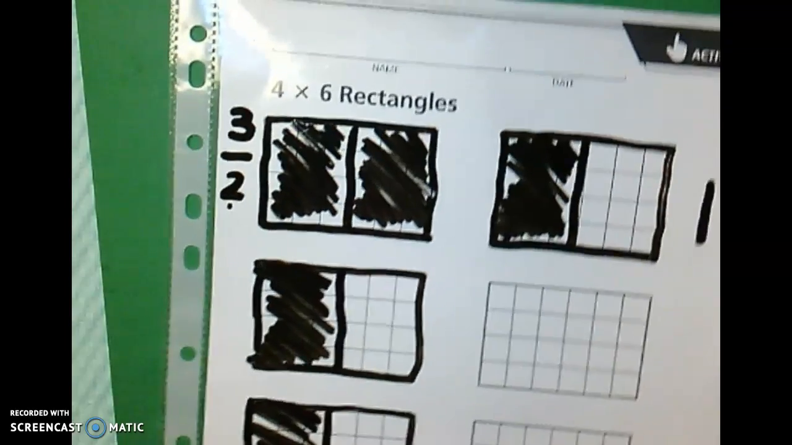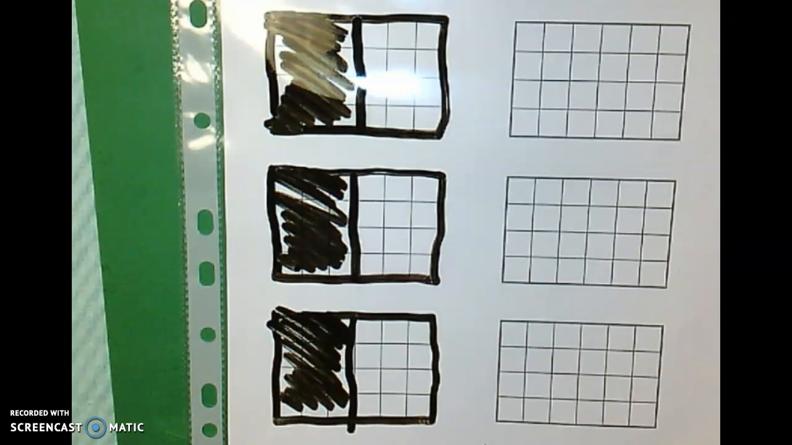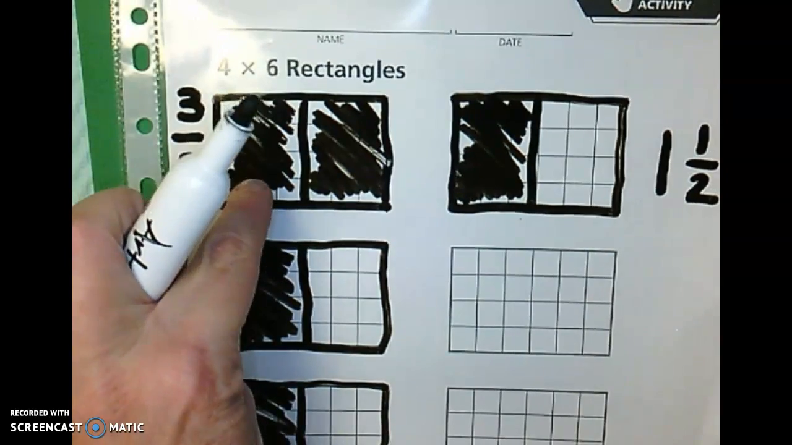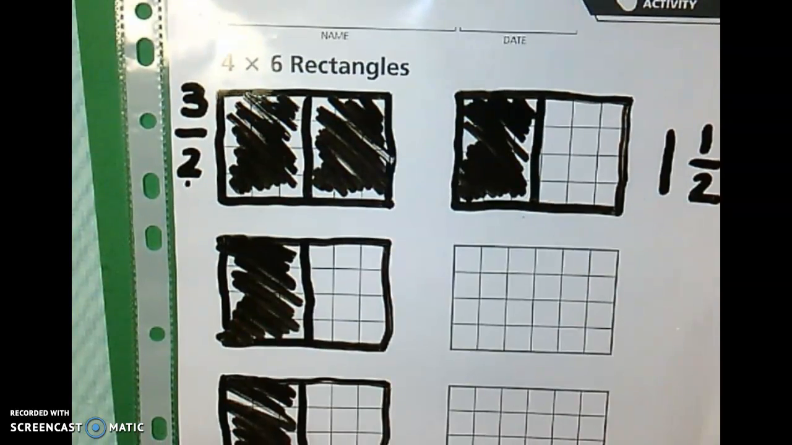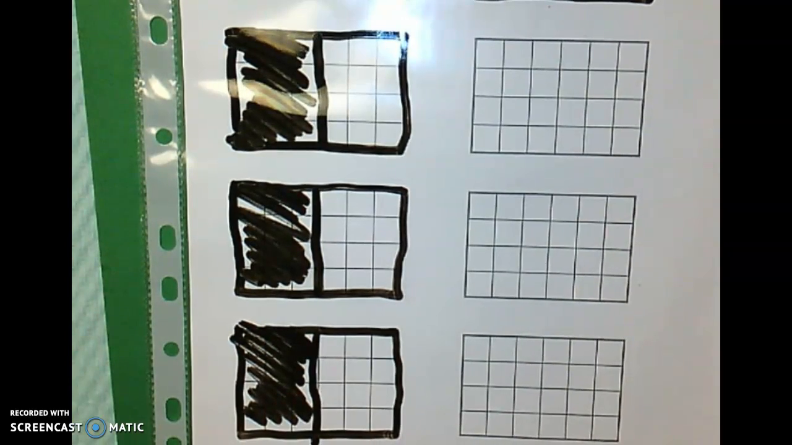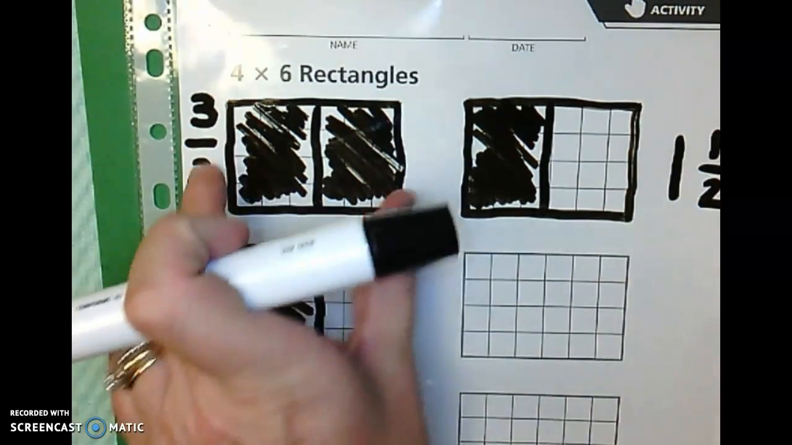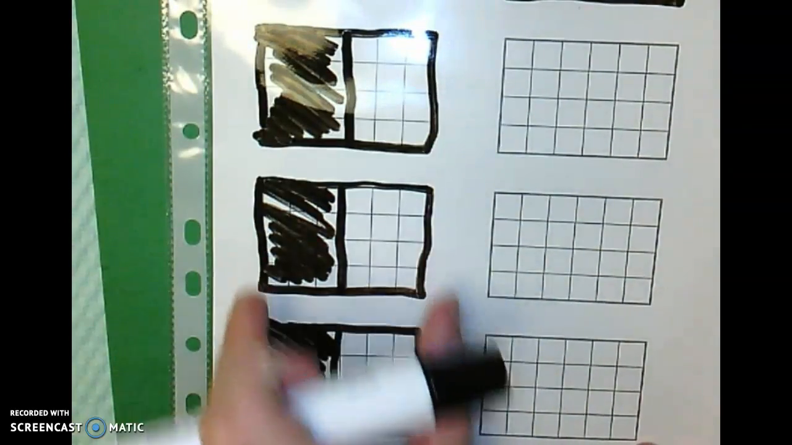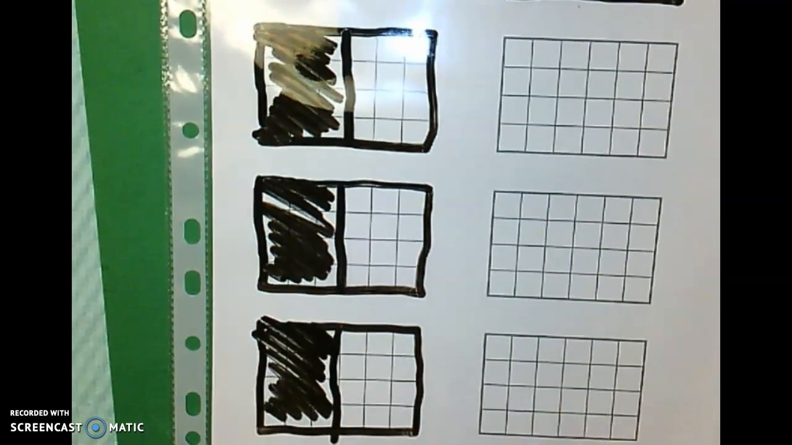Do both of my representations show 3 halves? If I eat the shaded parts in the first picture, and my friend eats the shaded parts in the second picture, did we eat the same amount? Yes, we did eat the same amount. How are the 2 pictures the same? Well, in this picture, I shaded in 1, 2, 3 halves. In this representation, I shaded in 1, 2, 3 halves. Also, in this representation, my whole was divided into 2 equal parts. In this representation, my wholes were divided into 2 equal parts. They are the same.